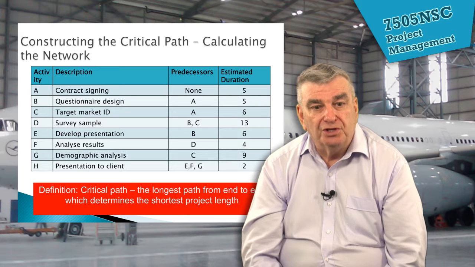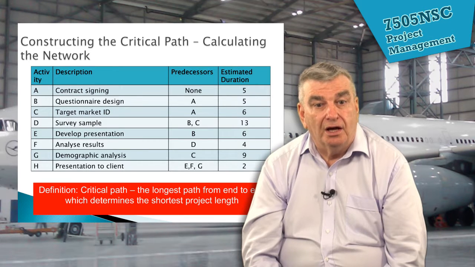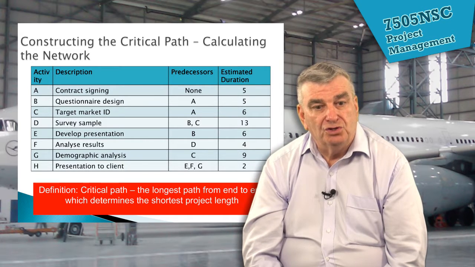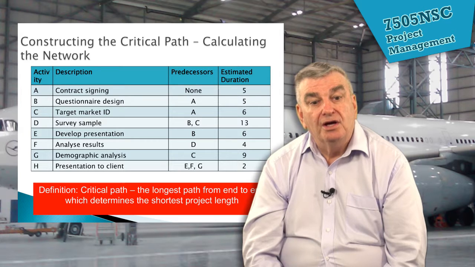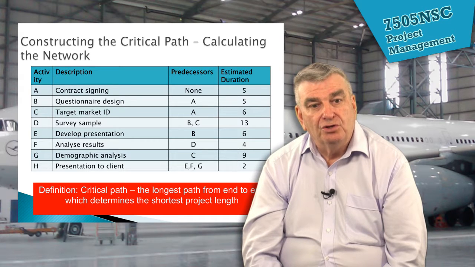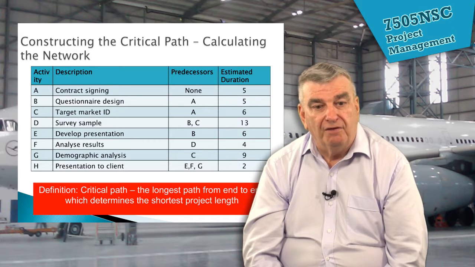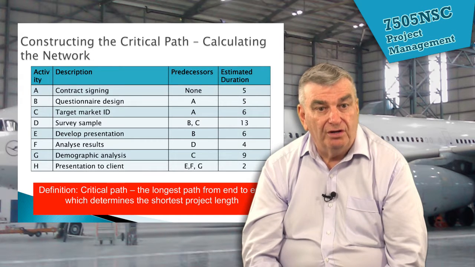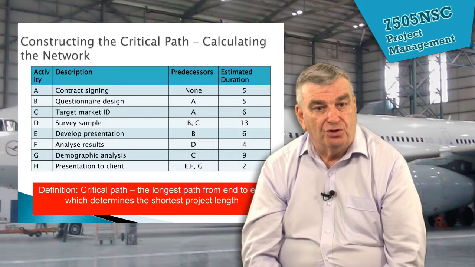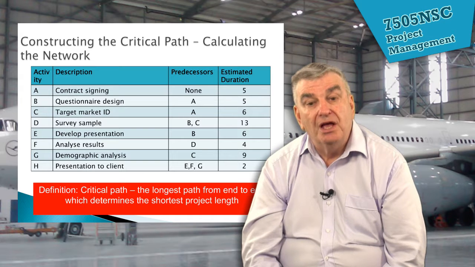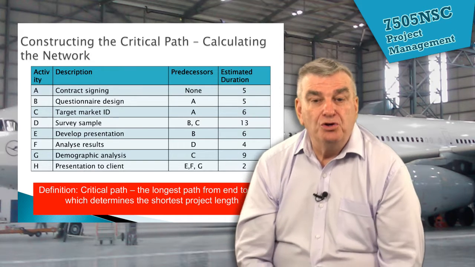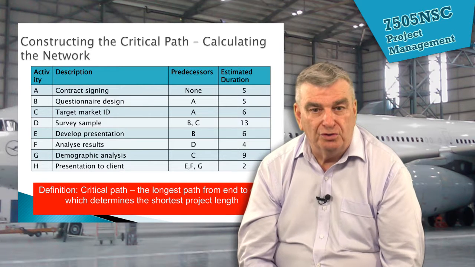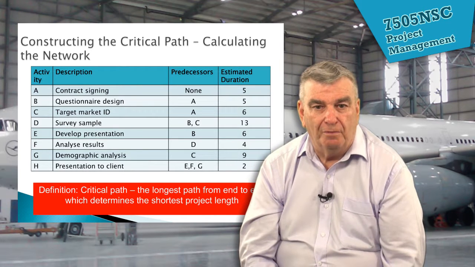And here's a typical table that shows a project talking about a company that's taken on the job of actually going out there and doing a survey of potential clients and then giving a presentation to the customer on what the survey found out. And here we can see the activities that are defined, their description, such as contract signing and questionnaire design, the predecessors. Now, no computer is going to help you do this. This has to be done by a person.